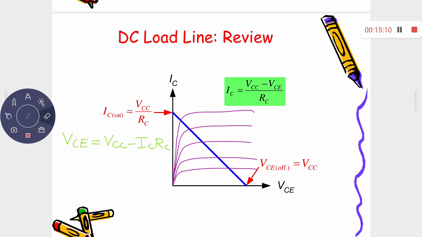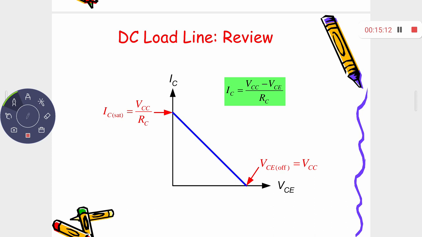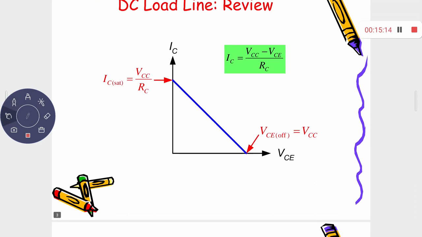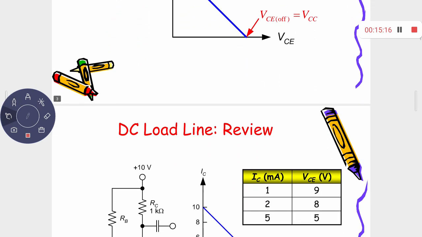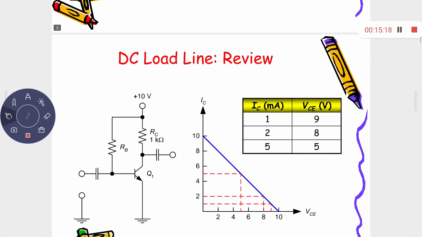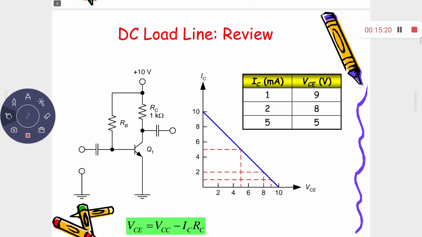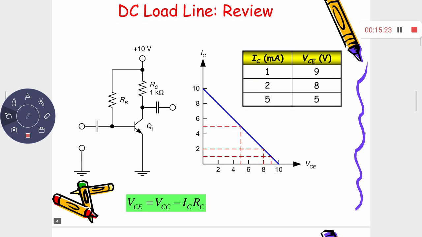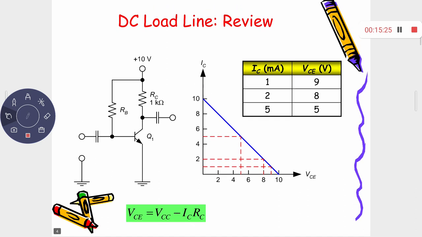Okay, so we have discussed this DC load line last day. Let's have some calculation over here. Suppose your IC is equal to 1 milliampere, right? IC is equal to 1 milliampere.